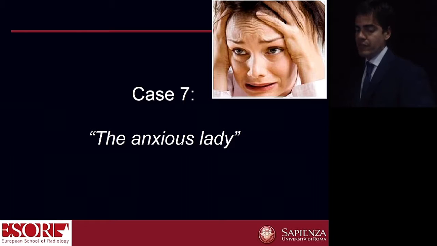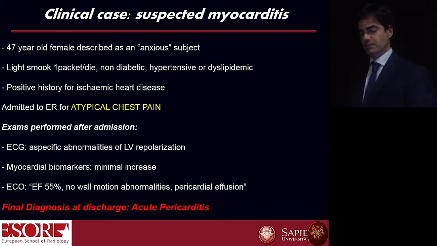She was a 47-year-old female, smoking 1 packet of cigarettes per day. It's not really light. Non-diabetic, hypertensive, dyslipidemic. She had a positive history for ischemic heart disease. That's very important.